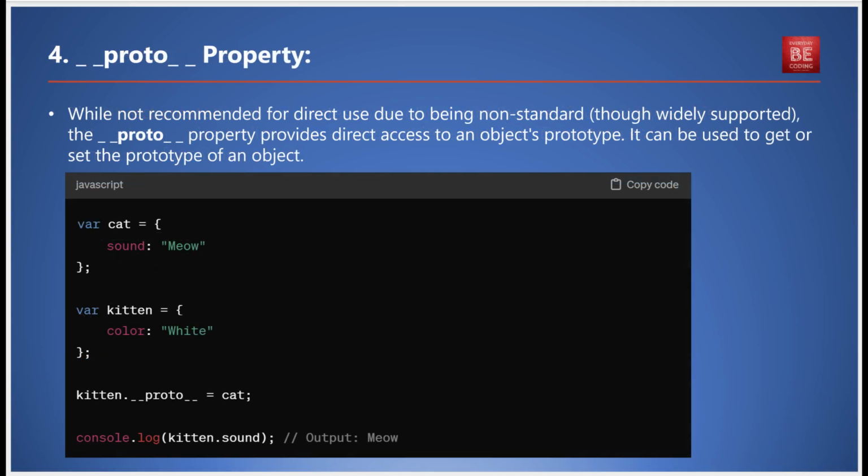There's also the __proto__ property. Though not recommended for direct use due to being non-standard, the __proto__ property provides direct access to an object's prototype. It can be used to get or set the prototype of an object. For example, if you have a cat object with a sound property and a kitten object with a color property, you can set the kitten's prototype to be the cat, giving the kitten access to the cat's sound property.